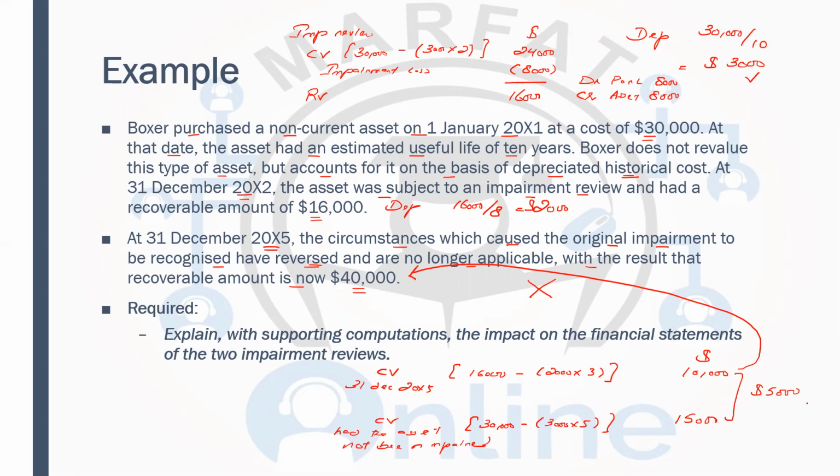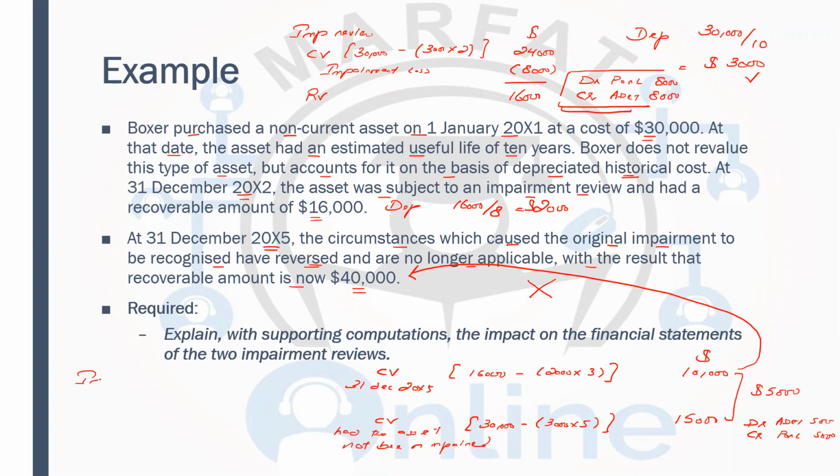Now the problem with this idea is that we originally charged the impairment of 8,000 to the profit and loss. Why are we only reversing 5,000? There should be a reversal of 8,000. We are only reversing debit asset, credit profit or loss by 5,000. Why is that? Now this is the answer you will be getting.